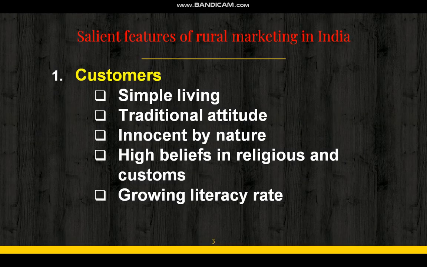What are the salient features of rural marketing in India? The major salient feature of rural marketing in India is their customers. Rural customers. Our rural folks are simple in living, traditional in attitude, and innocent by nature. Their needs are very simple and they have superstitious ideas, they have deep faith in religion and customs. Today, the literacy level among the rural people is also rising.